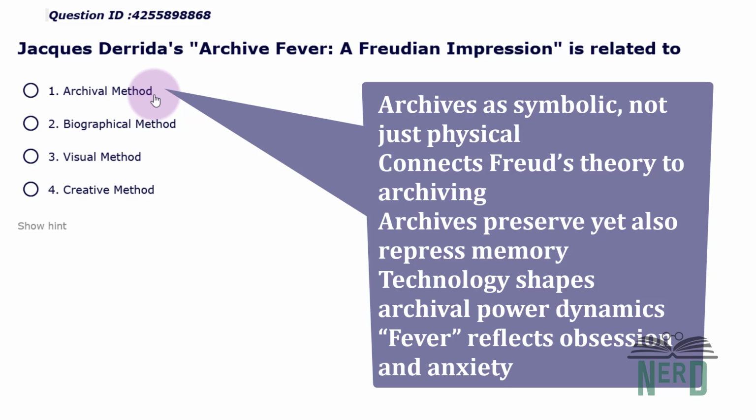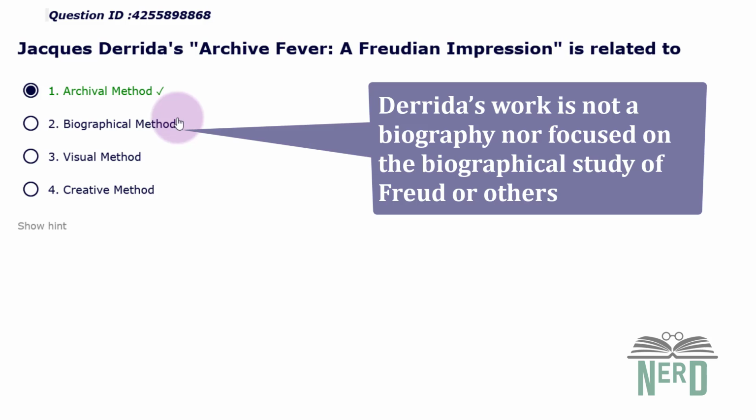The archive is not neutral. It is a site of power. And it is this nuanced exploration that firmly places Derrida's work within the scope of what we understand as the archival method. Now consider option B, biographical method.